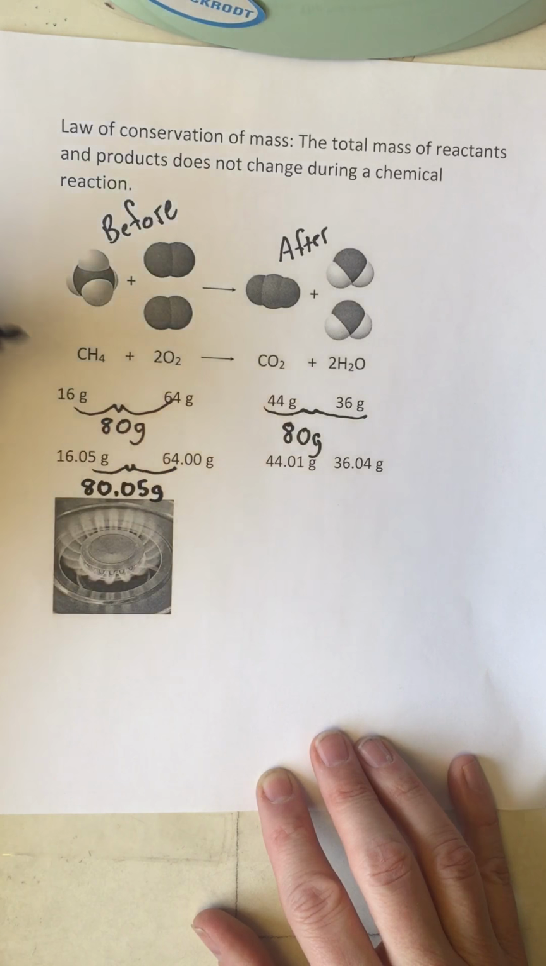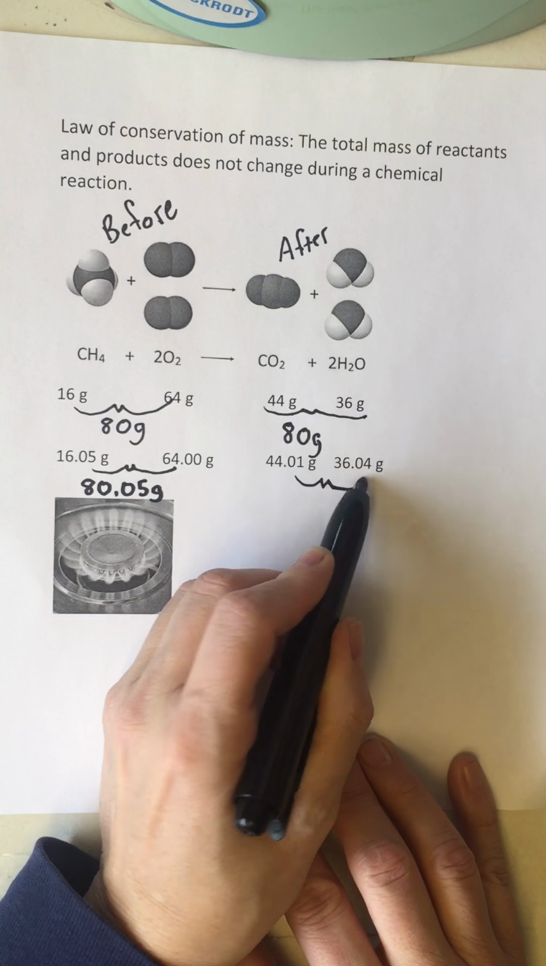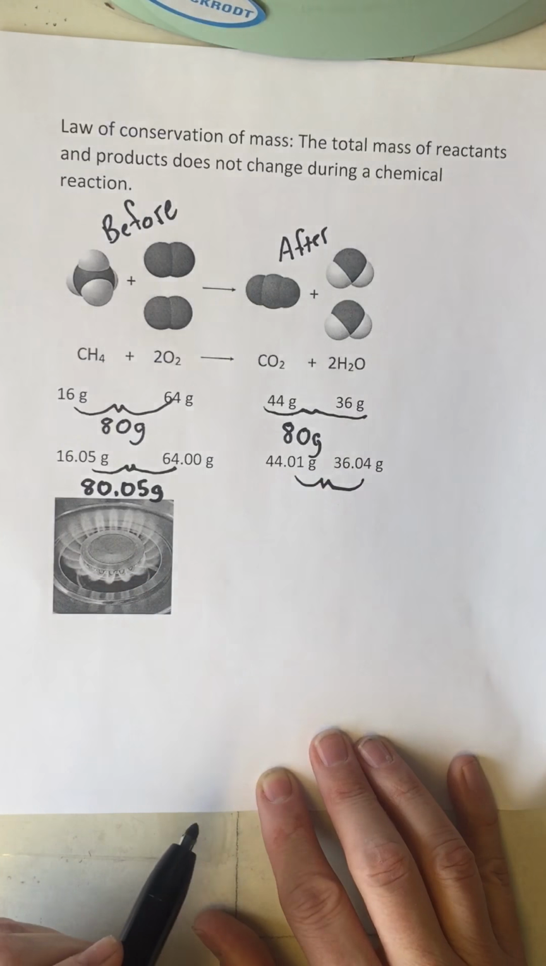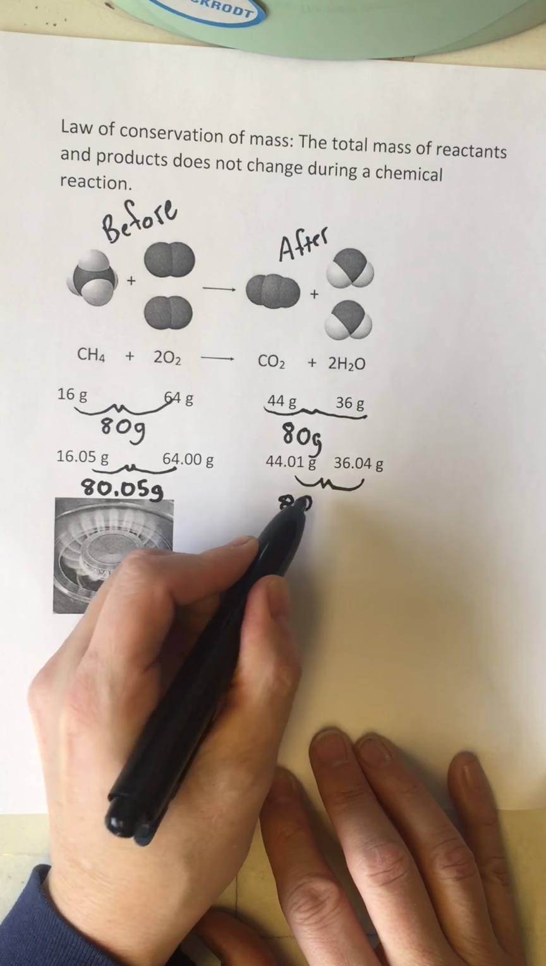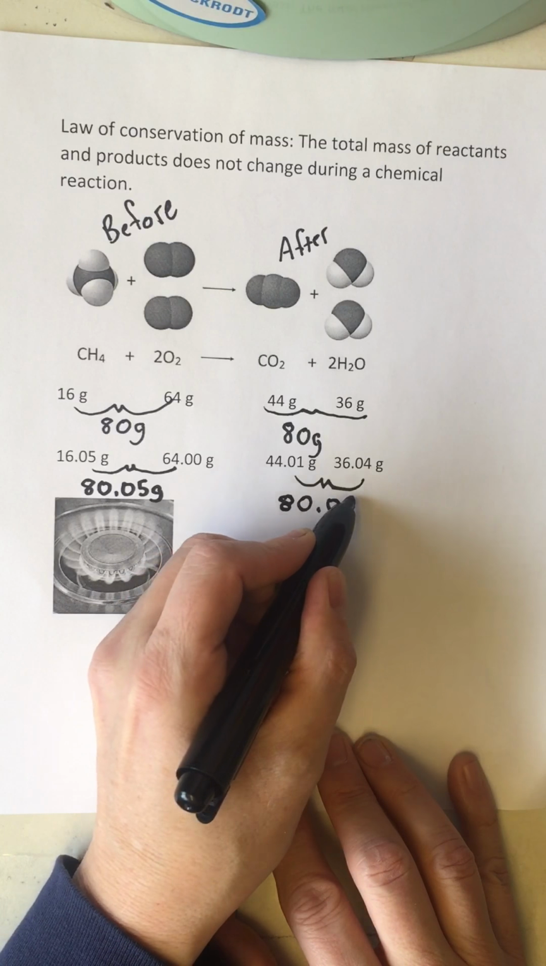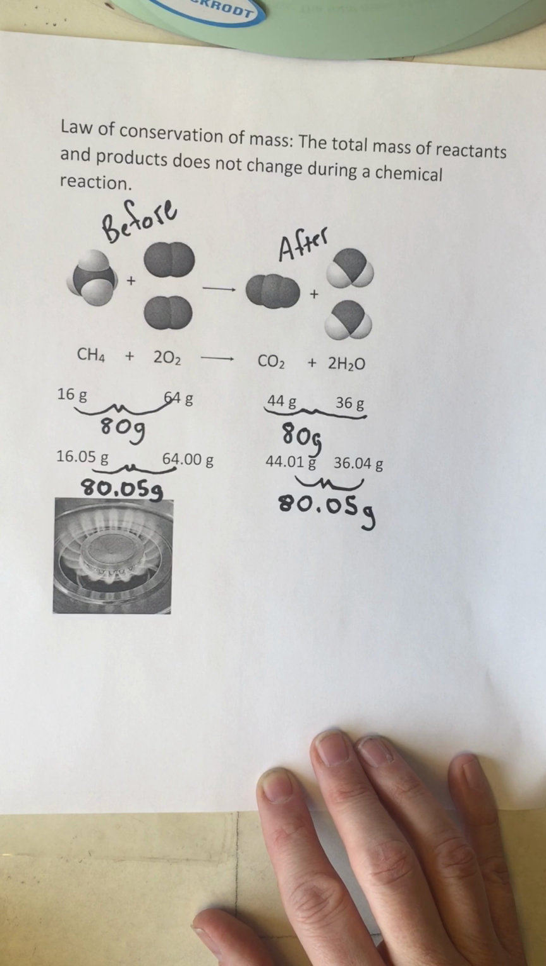80.05 grams. And we measure the mass after the reaction is complete, and what we would find is, yes, going out 2 sig figs past the decimal point, we still get the same result, meaning that the mass after the reaction is the same as the mass before the reaction. This is the law of conservation of mass. We could go out even more sig figs, 3, 4, 5 sig figs, and we would get the same result.